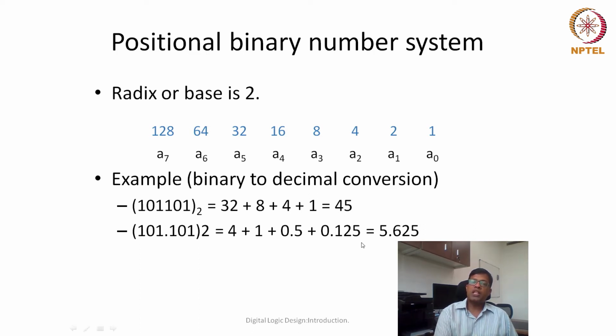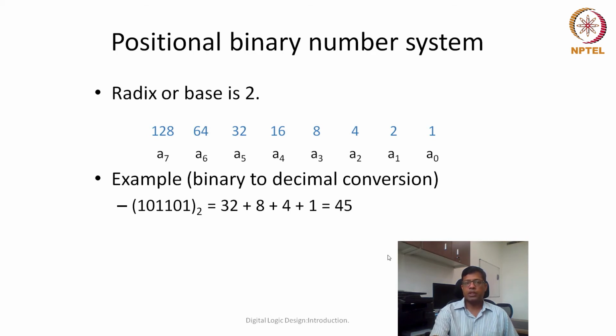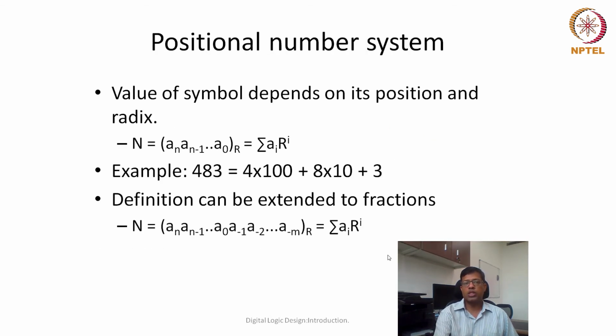So 2 to the power minus 3 is 1 by 2 to the power 3, 1 divided by 2 to the power 3, that means 1 by 8. 1 by 8 is 0.125. So if I add all of them, it will become 5.625. So this is how a fractional number can also be represented or converted to decimal if I keep following the formula which we mentioned in the previous slide. So this formula can be used generically.